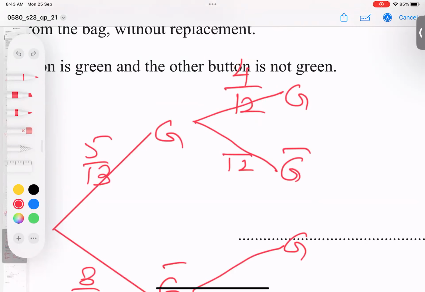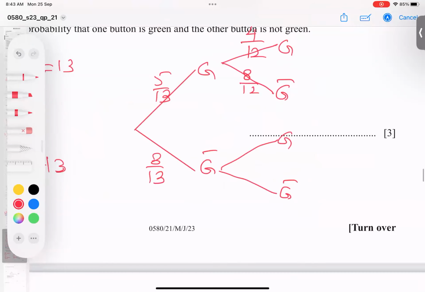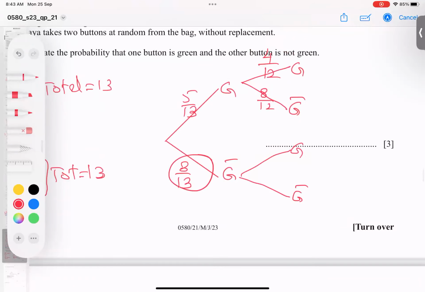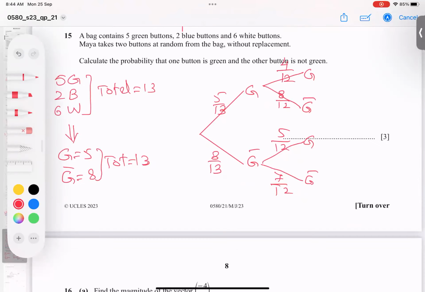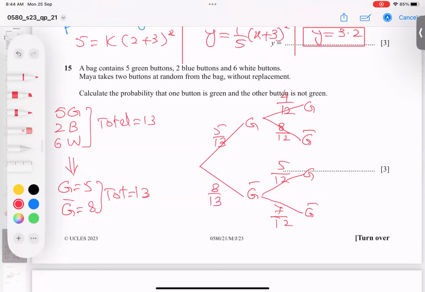Out of 12, 4 gone, I get 8. So here 8 by 12. Similarly, when it's not green, 1 not green button will go out. 1 total goes out, so I will get 7 out of 12. And this is a 12, same as I said before. And out of 12, 7 subtracted, I got 5. Here 5. Or I can do another way even, but I think you find this a bit easier.